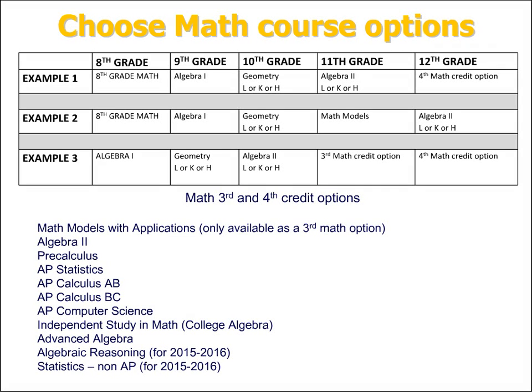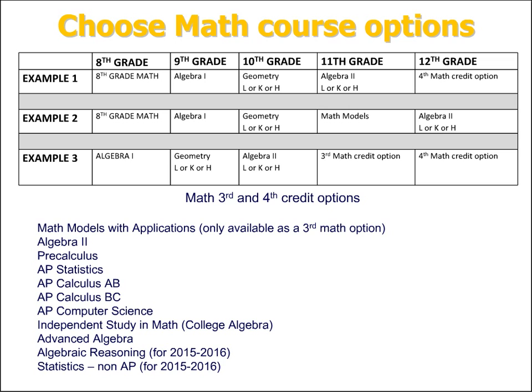Example number 2 is for a student who's currently taking 8th grade math this year, but typically struggles with math. Someone who struggles with math probably gets C's, maybe D's in math. You don't really fail, but you aren't doing that great in it either, and you feel like you need a little bit of extra help. So this student will still take Algebra 1 as a ninth grader, and geometry in 10th grade, whether it's L level, K level, or H level.